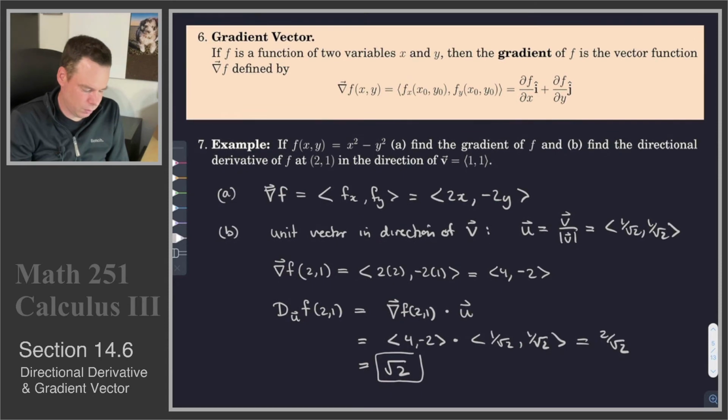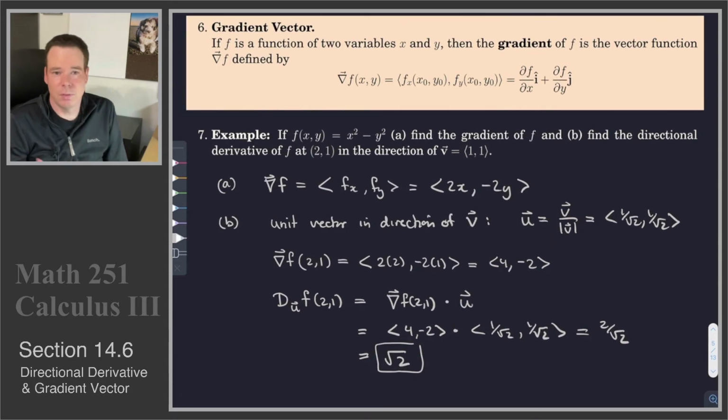So that means if we're standing at the point in the domain (2, 1), and we move in the direction of v, then for every unit we move in the direction of v, our function value should change by a value of root 2. It should increase by a value of root 2.